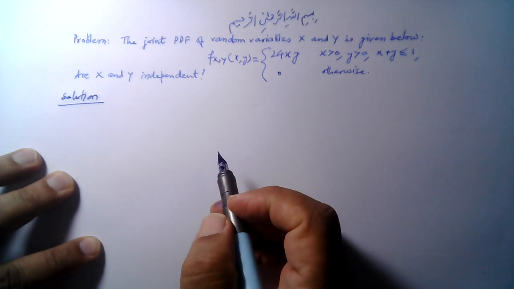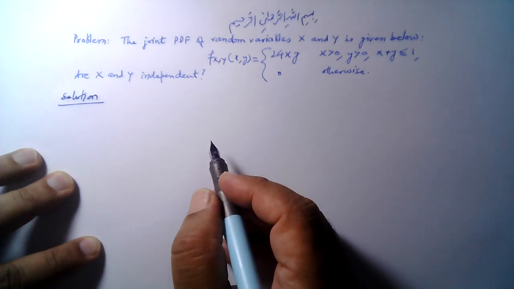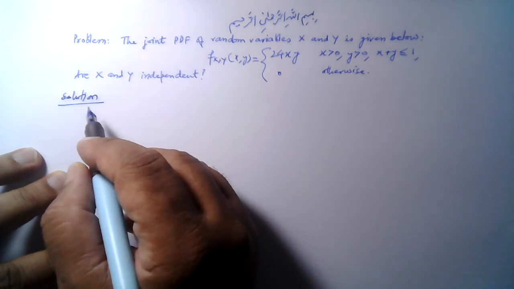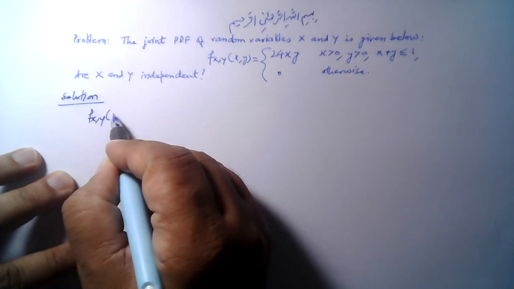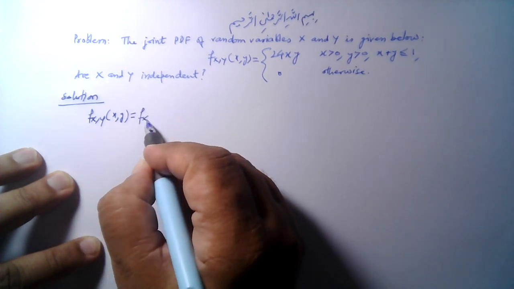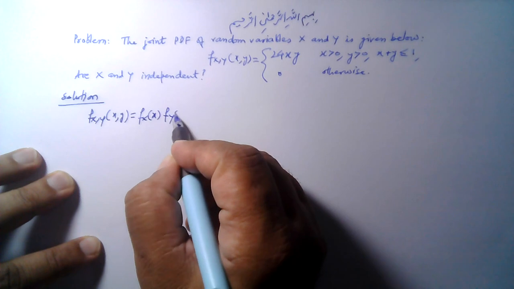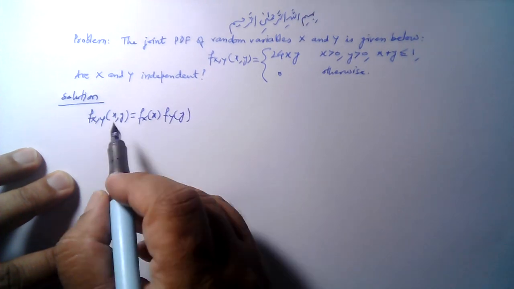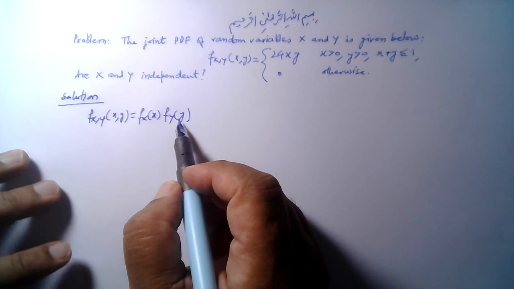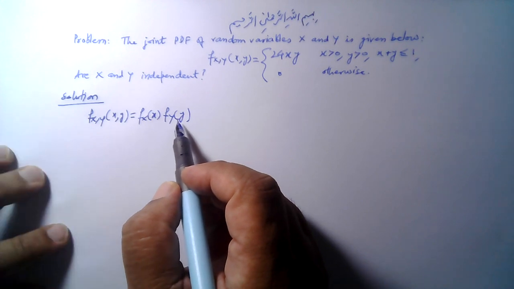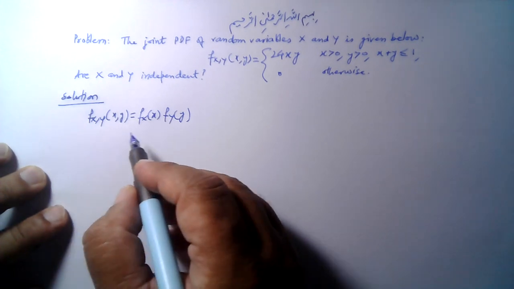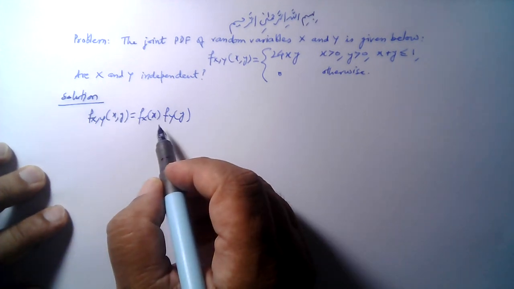So random variables x and y are independent if and only if the joint PDF f_xy(x, y) is equal to the product of their individual PDFs, right? If this condition holds true, then the random variables x and y are independent, and this is the necessary and sufficient condition for the independence of random variables x and y.